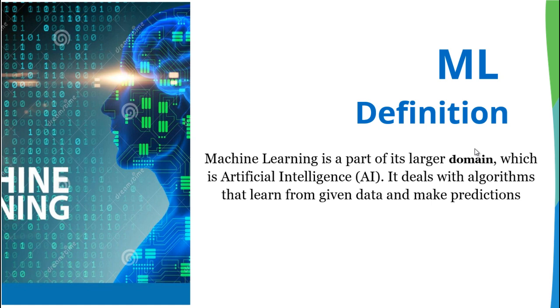Machine learning simply is a part of a larger domain, which is AI. It deals with algorithms that learn from given data and make predictions. So basically, what machine learning does is just to learn from features supplied, then make output or predictions.